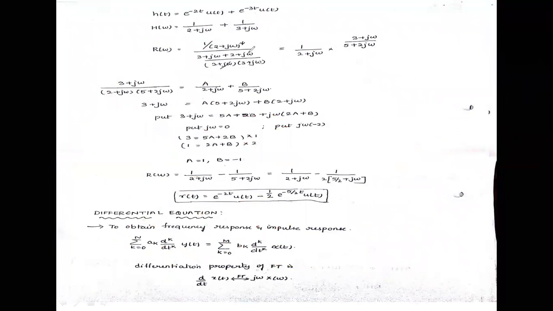Now taking the LCM here, 5 plus 2 j omega is in the numerator and the denominator is a 2 product. On the square it gets cancelled. Now 1 by 2 plus j omega is in the denominator and the 3 plus j omega goes in the numerator and 5 plus 2 j omega is in the denominator. So now it is 3 plus j omega by 2 plus j omega into 5 plus 2 j omega, by using partial fractions.